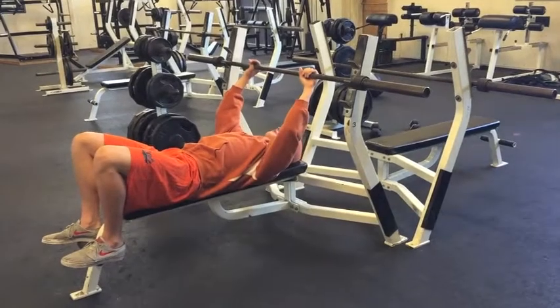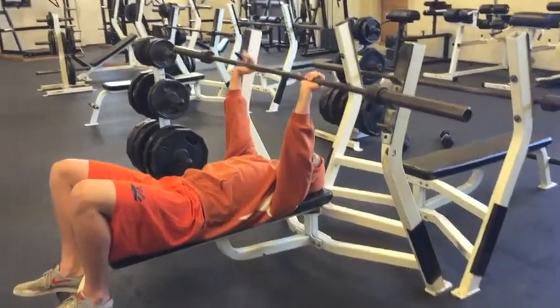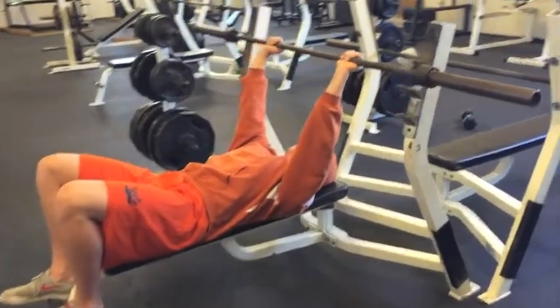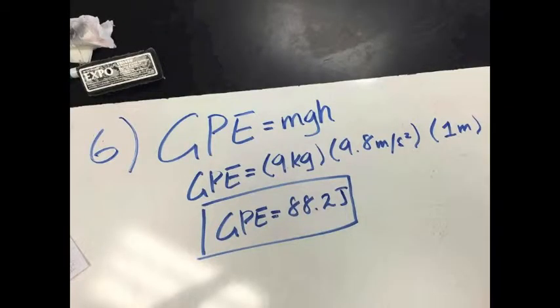Jack is bench pressing a 9 kilogram bar. What is the gravitational potential energy when he lifts the bar to 1 meter above the ground? Gravitational potential energy is the energy of an object above ground. So we use the formula GPE equals mass times gravity times height. We plugged in numbers: 9 kilograms times 9.8 meters a second squared times 1 meter. We figured out that GPE equals 88.2 joules.